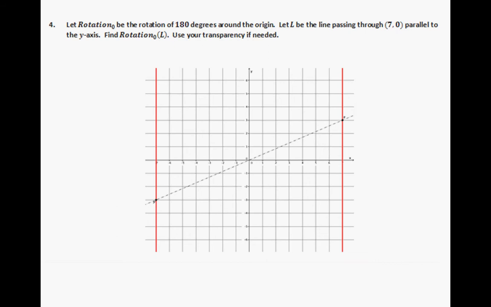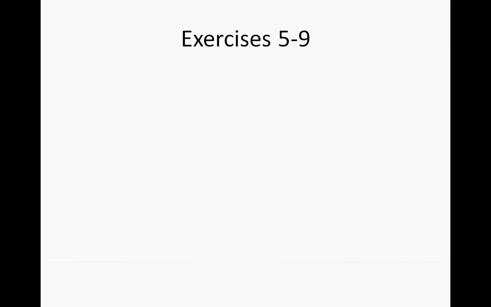For 4, if we say that it's going to be parallel to the y-axis, then our line becomes vertical. And so if we take a line that goes through 7, 0, and we rotate it 180 degrees, it's going to go through -7, 0. All right, now go ahead and try exercises 5 through 9. Pause the video, and when you're done, go ahead and check your answers.